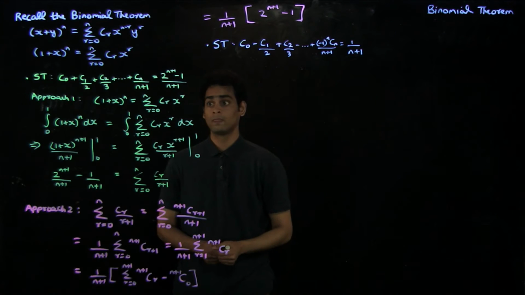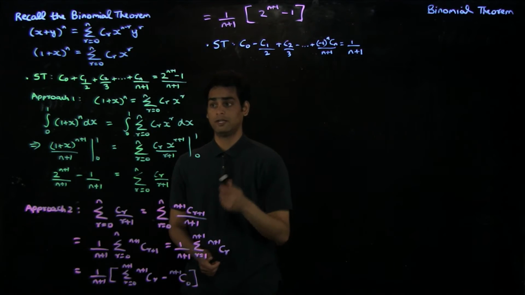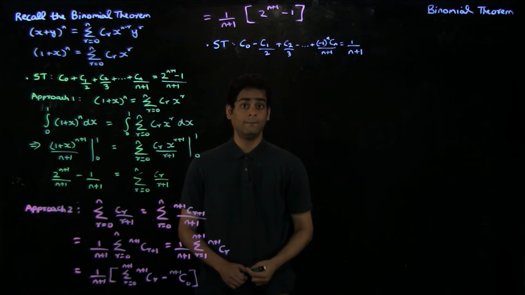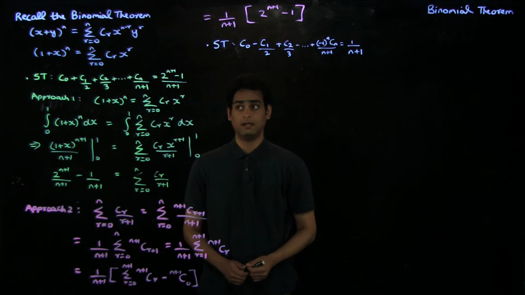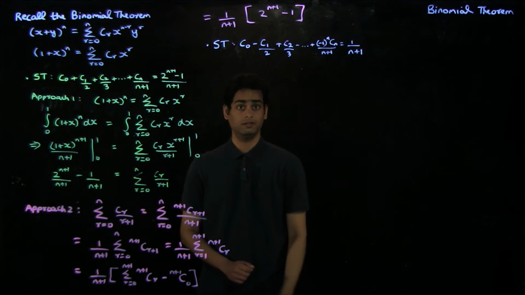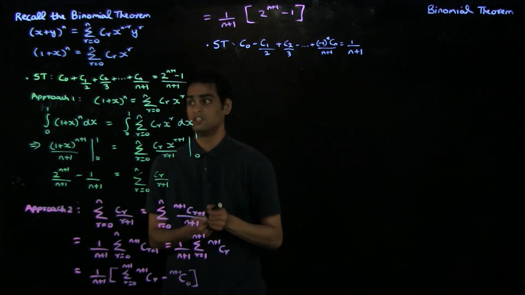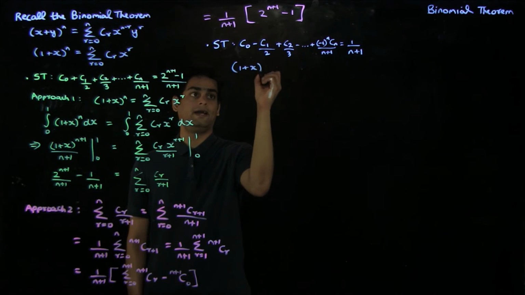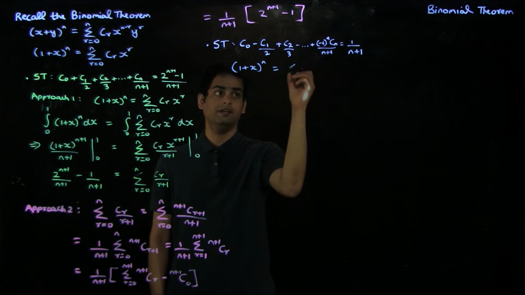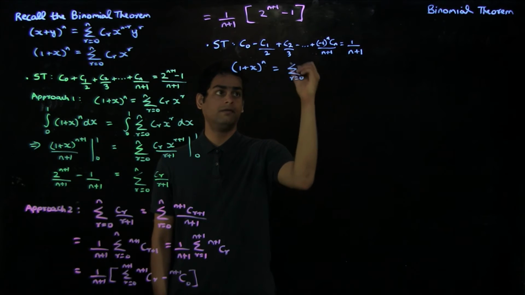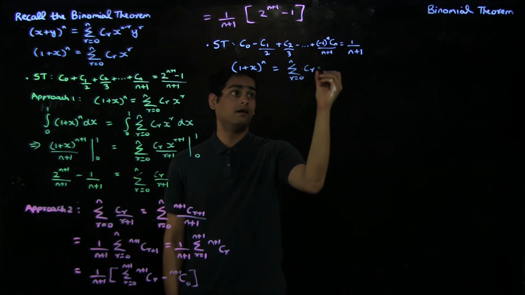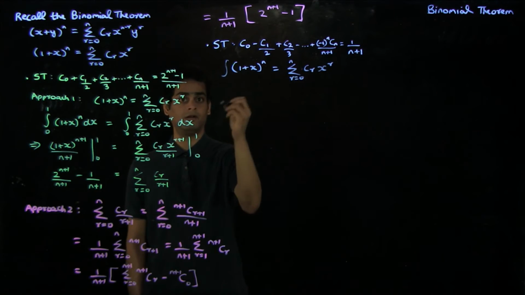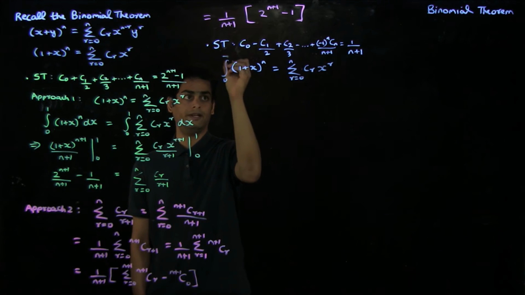So once again, you can use either the integration technique or the combinatorial technique to show this identity. But for this lecture, I will only use the integration technique to show that this is true. So once again, we consider 1 plus x to the whole power n equals summation r equal to 0 to n nCr x power r, and we integrate both sides of this expression now between 0 and minus 1.